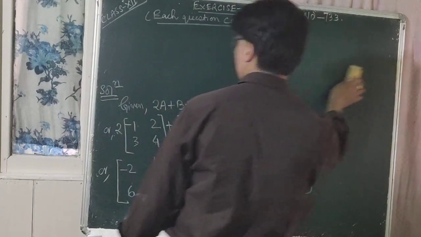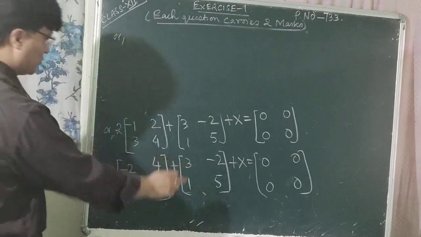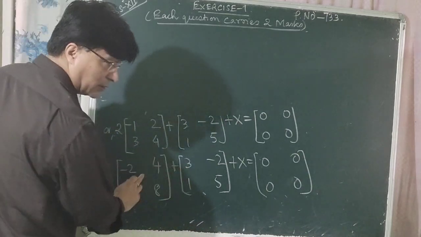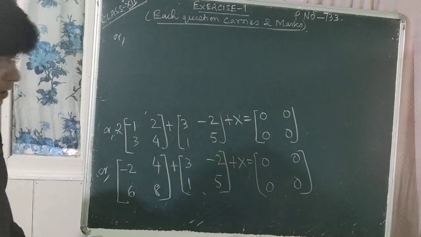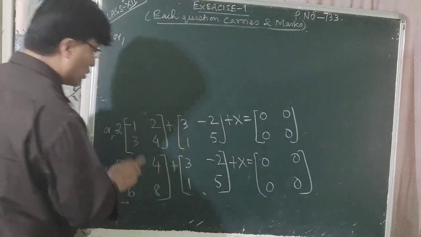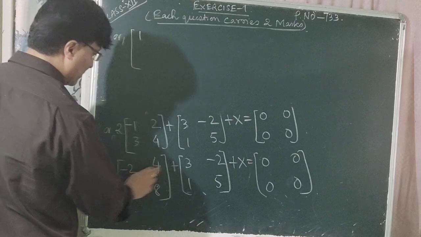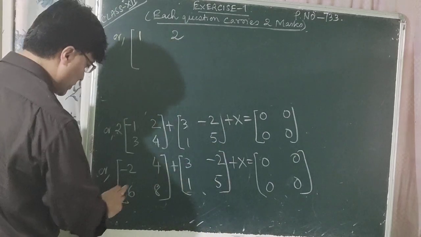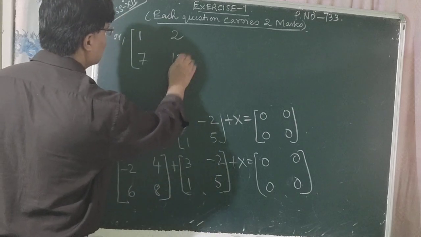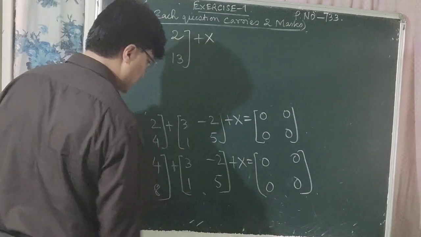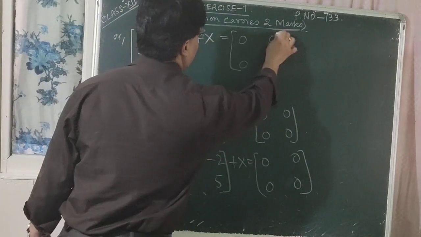Now we can simplify it further. Okay? So now you can add those two matrices here. They have the same order, so you can add those two matrices. You have to add the corresponding elements of the two matrices. Minus 2 plus 3, that is 1. 4 minus 2, that is 2. 6 plus 1, 7. 8 plus 5, that is 13. Plus x, which is equal to 0, 0, 0, 0, right?